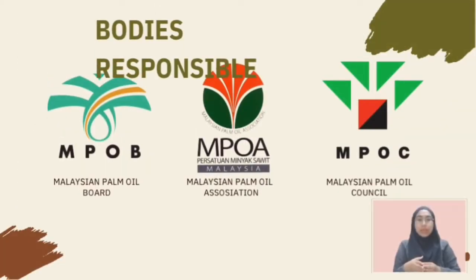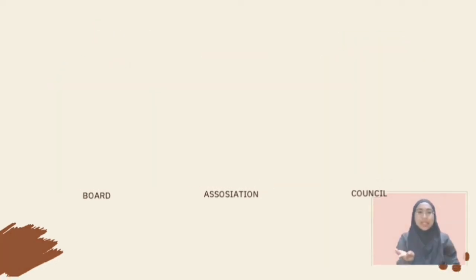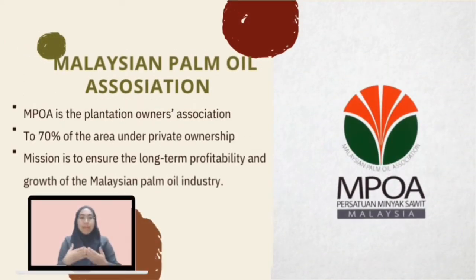For bodies related to oil palm, we have three types, which are MPOB, MPOA, and MPOC. Firstly, we will start with MPOA. MPOA is the Malaysian Palm Oil Association. It's the Plantation Owner Association, which has more than 100 members with more than 1 million hectares planted under oil palm. This amounts to 70% of the area under private ownership.